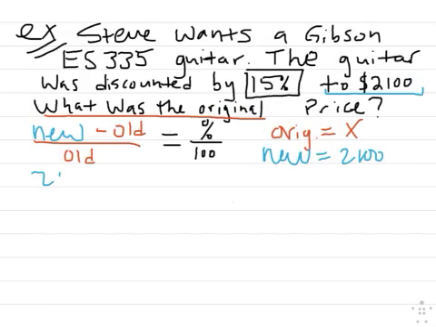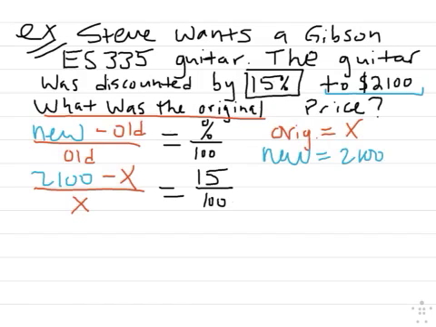And here we go. So 2100 minus original. I don't know the original yet. I'm trying to find it. So over X also. Don't get freaked out at this point. Remember, it's going to be the same kind of steps. And then we had 15% out of 100, right? 15 out of 100 is 15%, right?